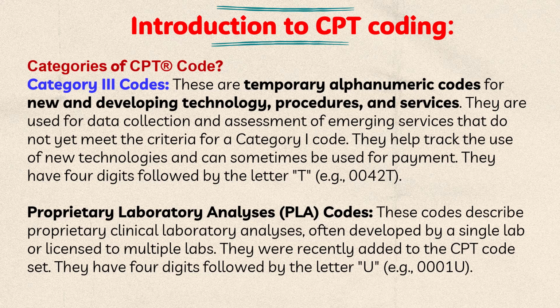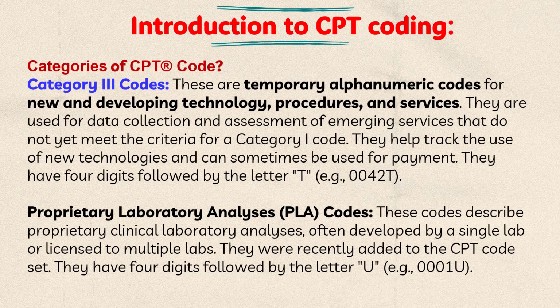Category 3 codes. These are temporary alphanumeric codes for new and developing technology, procedures, and services. They are used for data collection and assessment of emerging services that do not yet meet the criteria for a Category 1 code. They help track the use of new technologies and can sometimes be used for payment. They have 4 digits followed by the letter T, example 0042T.